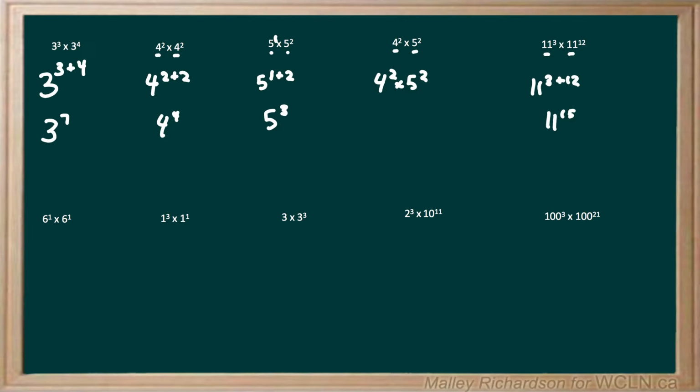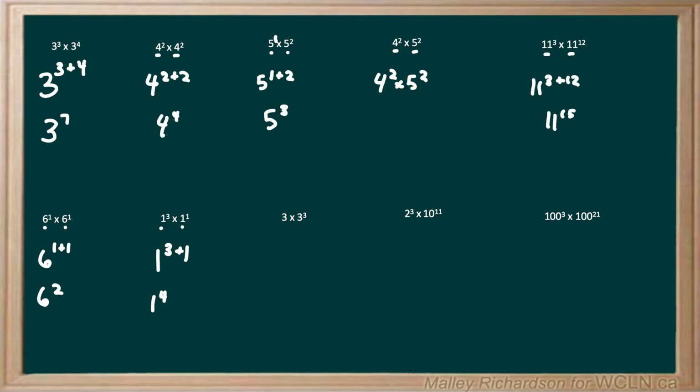Moving on to the question down here, we have 6 to the power of 1 times 6 to the power of 1. Both questions have the same base of 6, so we just add the exponents of 1 plus 1, and we're left with 6 to the power of 2. Next, moving on to 1 to the power of 3 times 1 to the power of 1. Again, they have the same base of 1, so we just add the exponents. 1 to the power of 3 plus 1 is 1 to the power of 4.